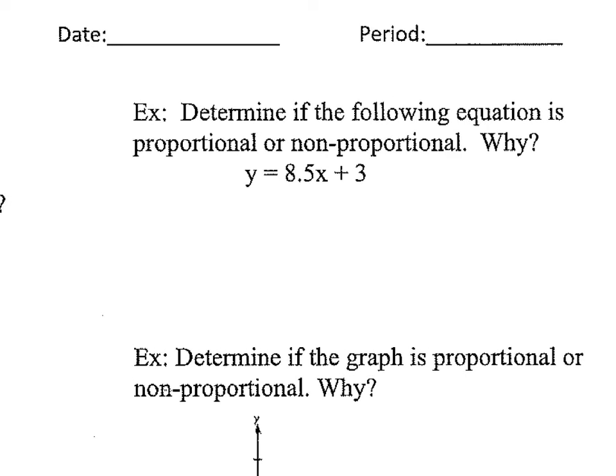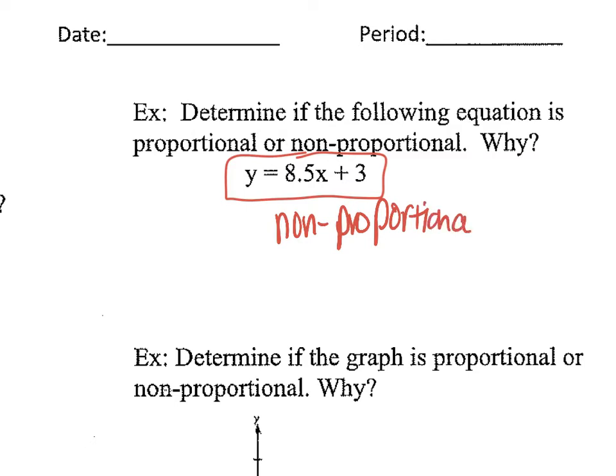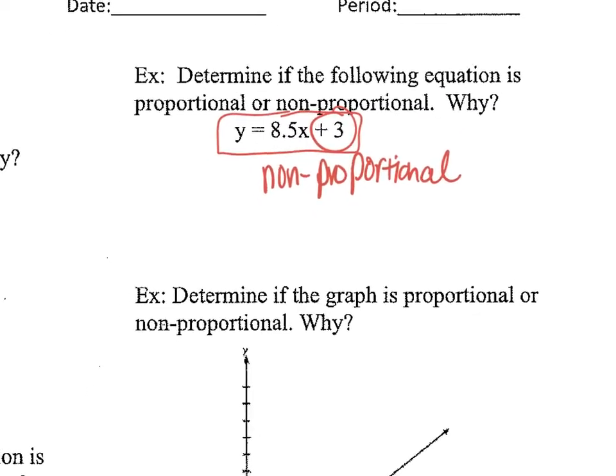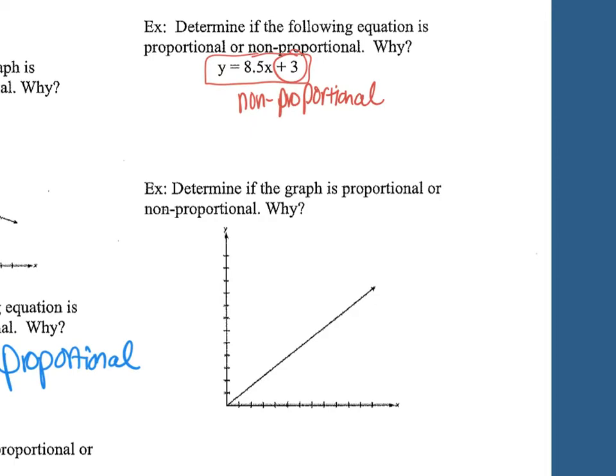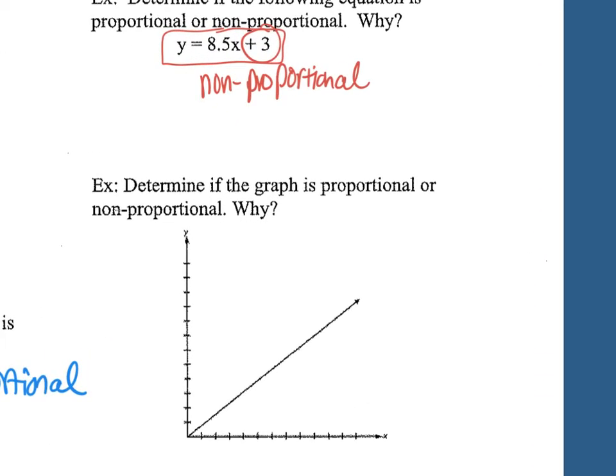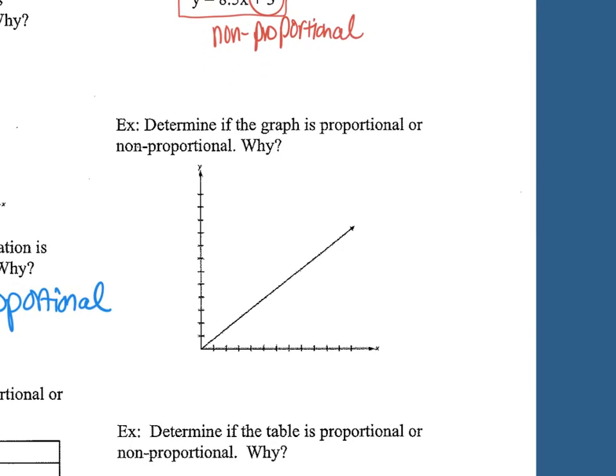Determine if the following equation is proportional or non-proportional. So y equals 8.5x plus 3. Non-proportional, and what makes it non-proportional? The plus 3. It's that plus 3 that makes it non-proportional. It's that extra. So if it was on a graph, it would start at 3 instead of 0. Then the graph: determine if the graph is proportional or non-proportional. Proportional. Why? It starts at 0, 0, or the origin.